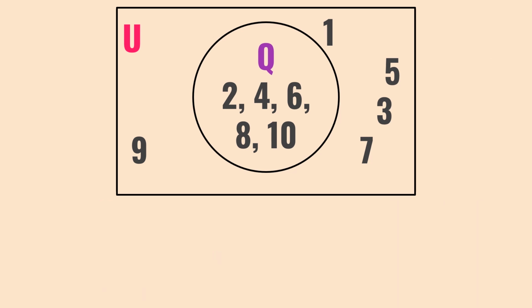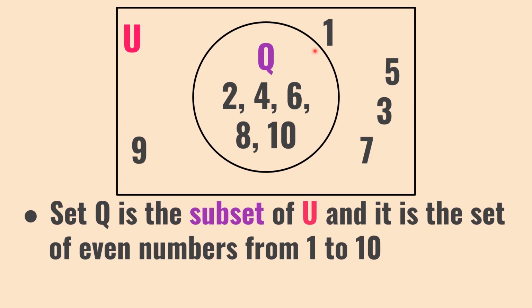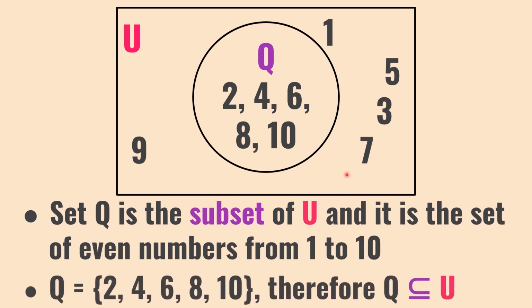Pag-usapan naman natin ang bilog sa gitna ng ating universal set. Set Q is the subset of U, and it is the set of even numbers from 1 to 10. Ang set Q naman ay subset ng ating universal set. Ito ay subset dahil ang elements o member nito na 2, 4, 6, 8, 10 ay member o nakapaloob sa bilang na 1 to 10. Kung bibigyan natin ito ng description, ang set Q ay set of even numbers from 1 to 10. Sa set notation, ito ay Q is equal to 2, 4, 6, 8, 10. Therefore, set Q is a subset of universal set or U.